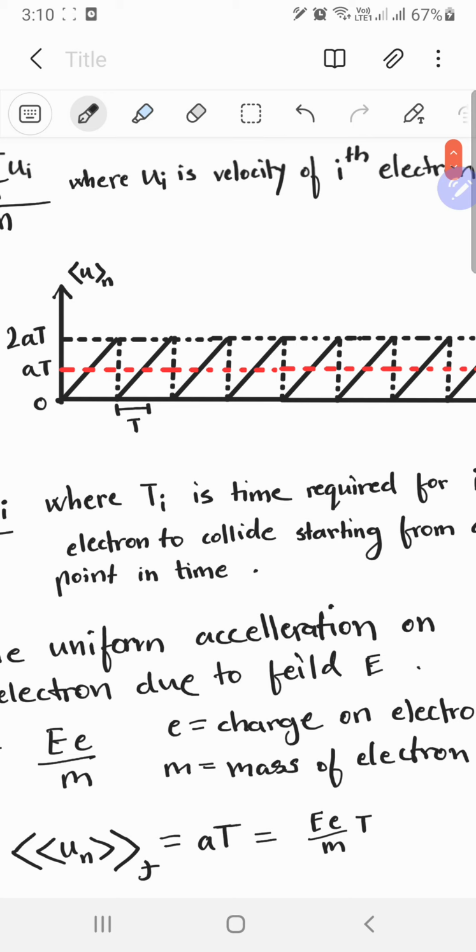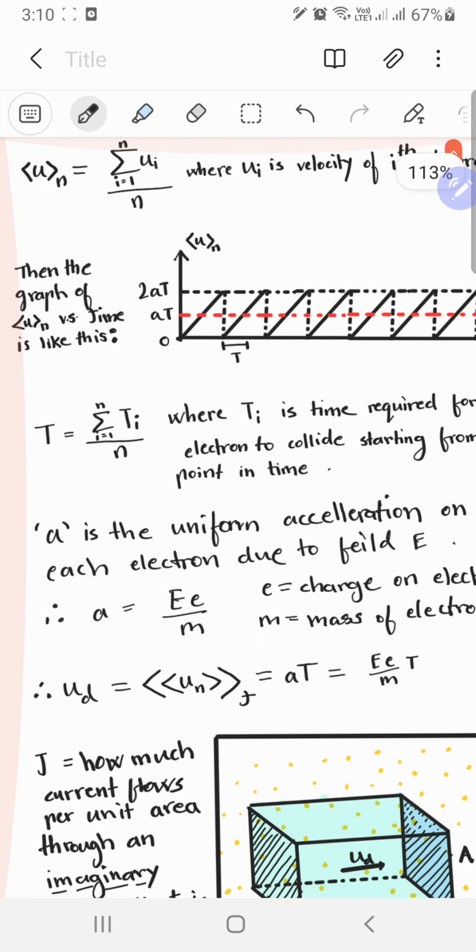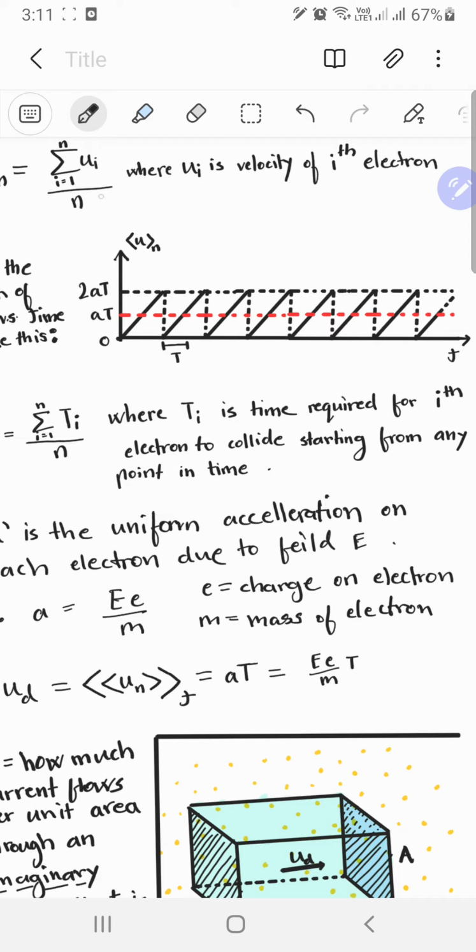So basically, if you graph this u for a lot of electrons and then you try to match it, it would look something like this. So graph ui versus small t graphs. Graph all of them and then take their average, superimpose them and then divide by n. That will give you a graph looking something like this.